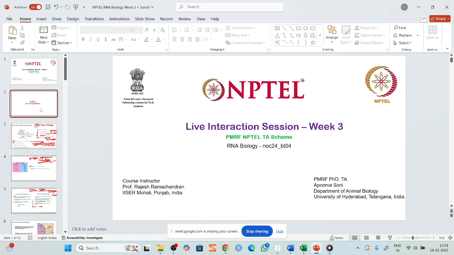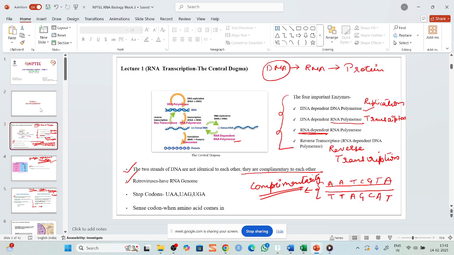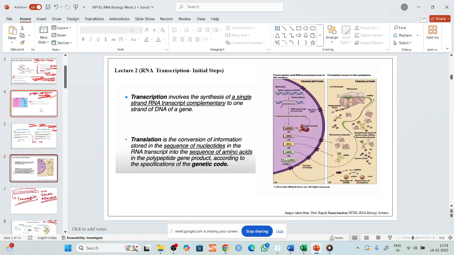So week 3 essentially dealt with the transcription process. In the transcription process, it started with what's the central dogma and what are the enzymes which are needed in the central dogma. And then we started with the types of RNA molecules. There are different kinds of RNA molecules and different kinds of RNA polymerases are required for the different RNA molecules to be synthesized in the case of eukaryotes. Then we talked about how the RNA transcription happens. So RNA transcription essentially involves 3 steps. First is initiation, then it is elongation, and then it is termination.